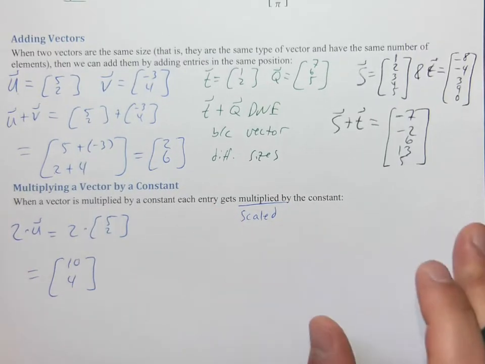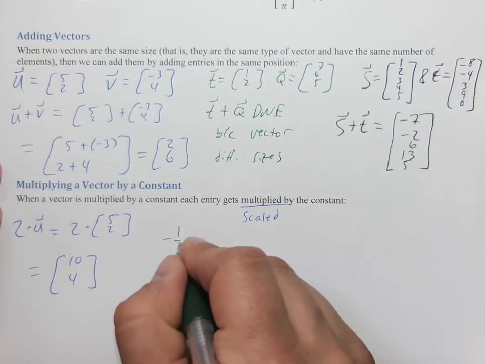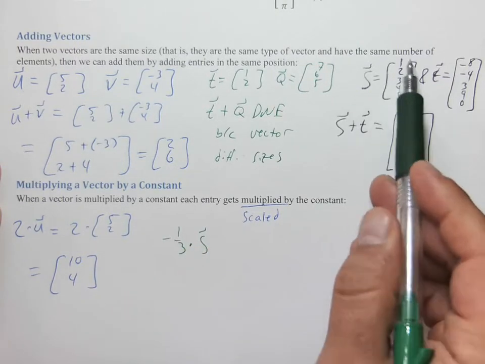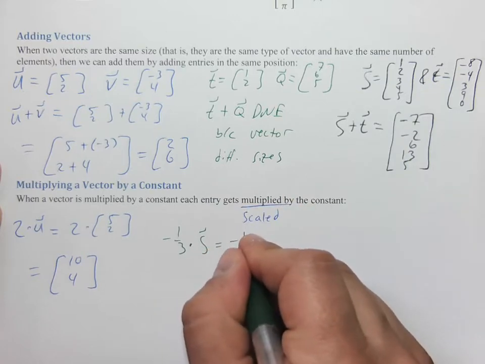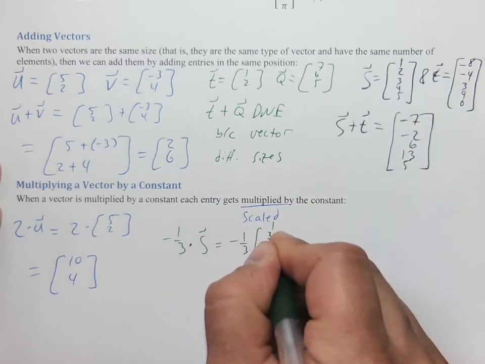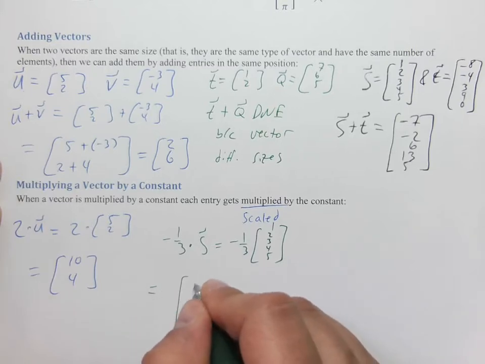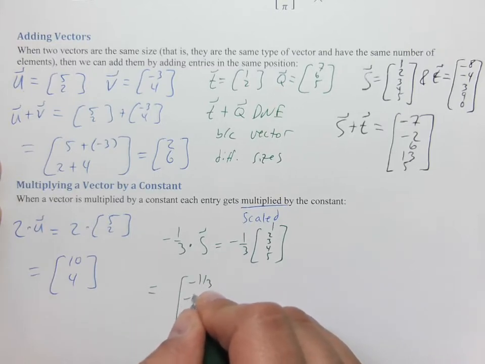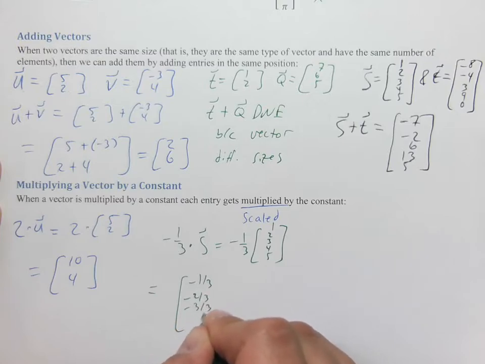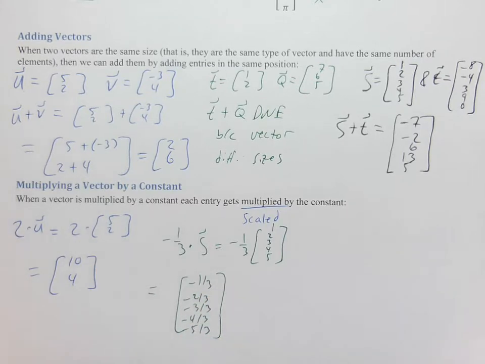And it could be fractions too. So something like minus 1/3 times s. It'd be minus 1/3 times each one of those, 1, 2, 3, 4, 5. Each one just gets multiplied by minus 1/3, which puts them over minus 3. So it's minus 1/3, minus 2/3, minus 3/3, minus 4/3, minus 5/3. So when you multiply a vector times a scalar, every entry in the vector gets scaled by that scalar. That's why it's called a scalar.